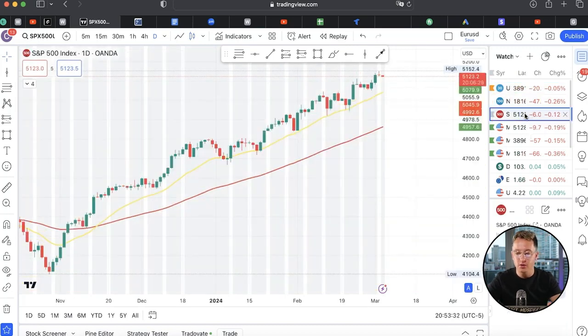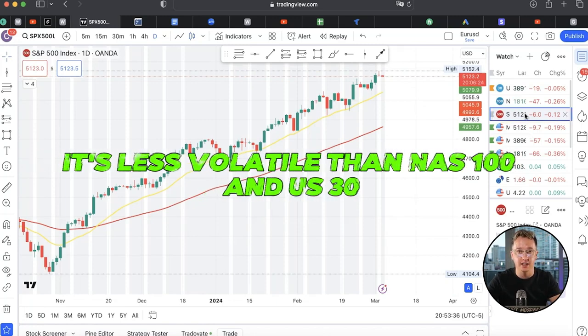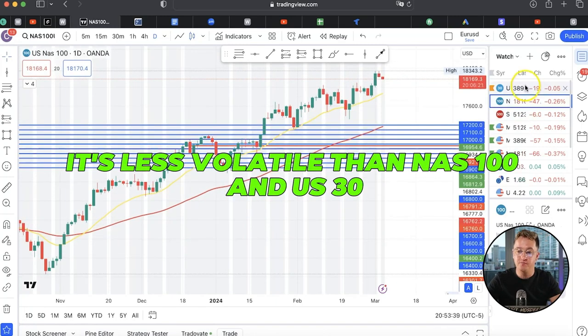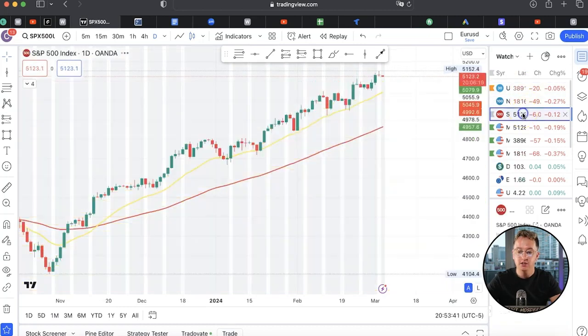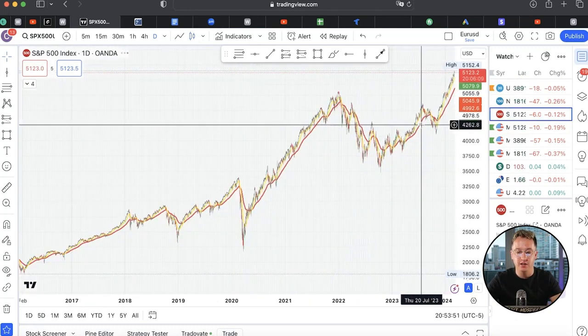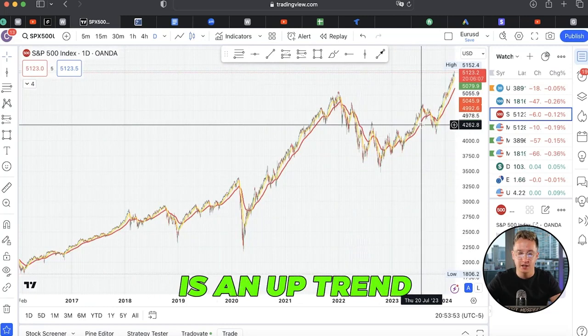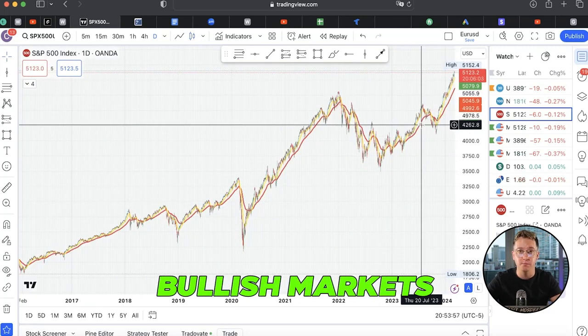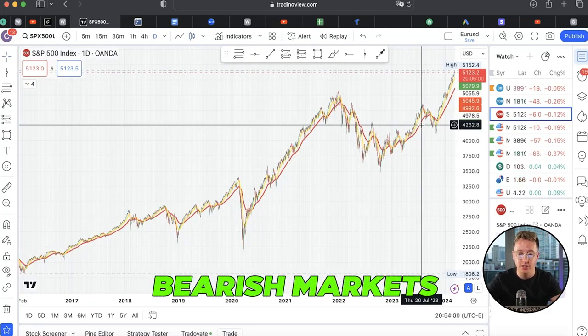So my main focus has been on the S&P 500 because I like it. It's less volatile than NAS100 and US30. So the S&P 500 has been my go-to. One thing that I really want to tell you guys is with indexes, the main trend that they are in most all the time is an uptrend. I read bullish markets much better than bearish markets.